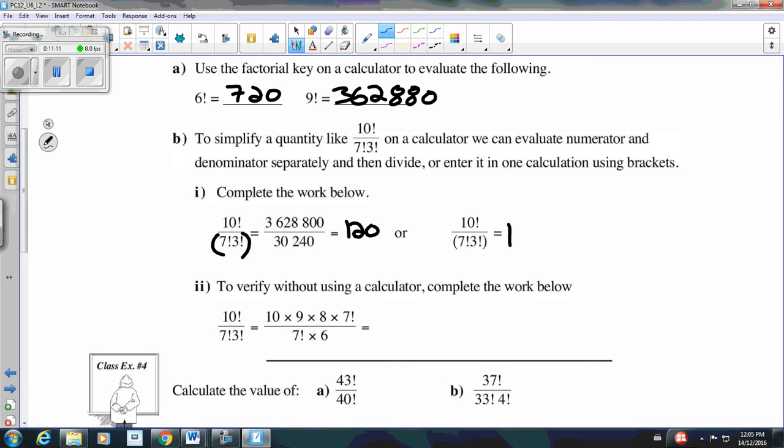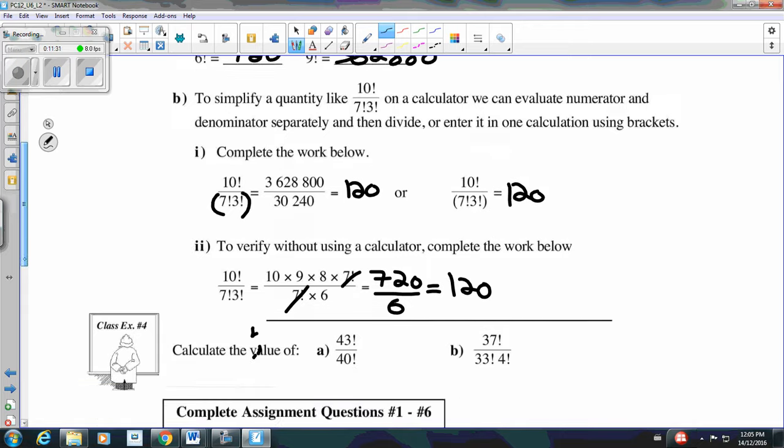So either way, you're going to get 120. To verify without a calculator, they've expanded it out for us, so we'd see we could cancel out the 7 factorials here. That would give us 720 over 6, which does simplify as well to be 120.